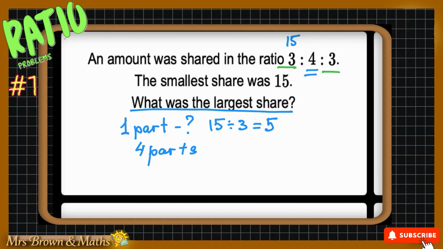Right. The question is, what is the largest share? Largest in our ratio is 4. So if we have 4 parts and each is 5, how to work out the largest share? 5 times 4. The final answer is 20, and that is the second exam mark.